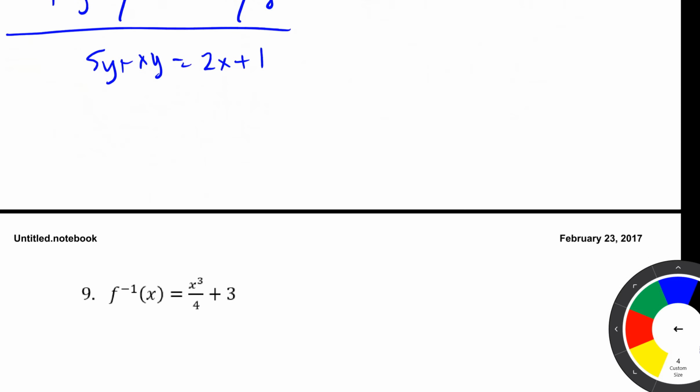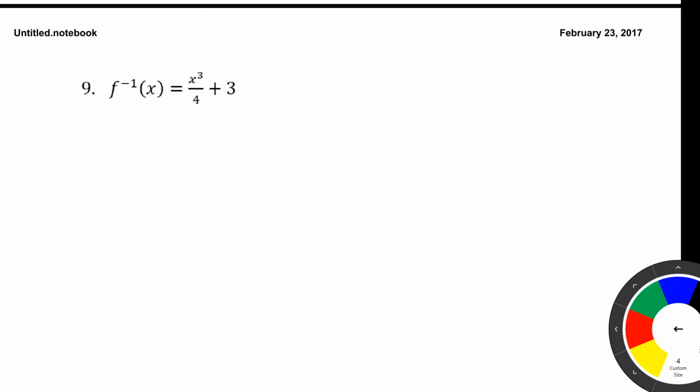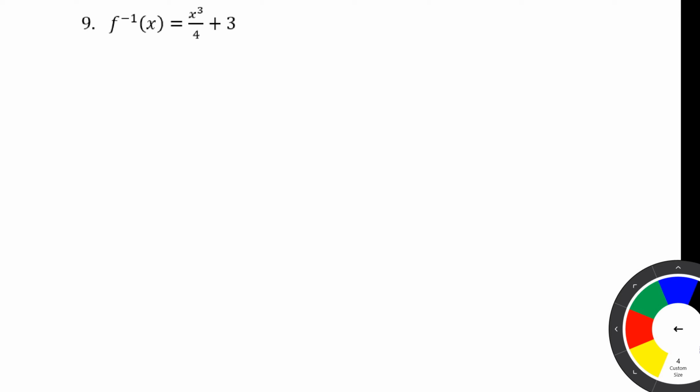All right. The next two questions gave us the inverse and wanted us to find the original function. Now in class we talked about how the inverse of an inverse is the original function. So this is just another fancy way of saying find the inverse of this function. So first thing I would do, just like always, I would switch the x and the y value. So even though the question is asked differently, it's asking us to do the same math.